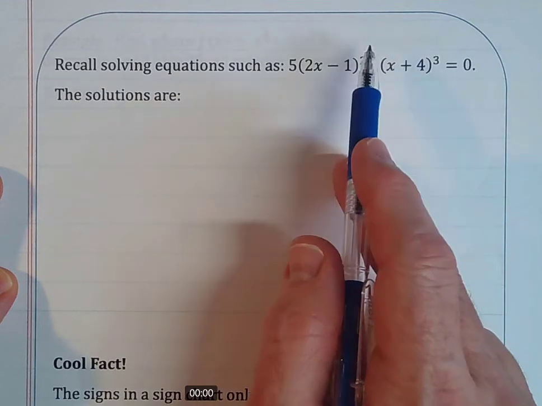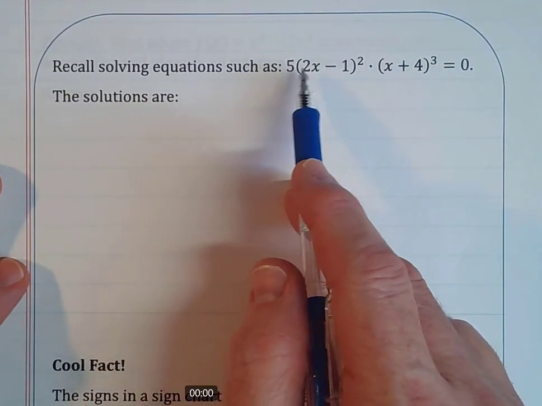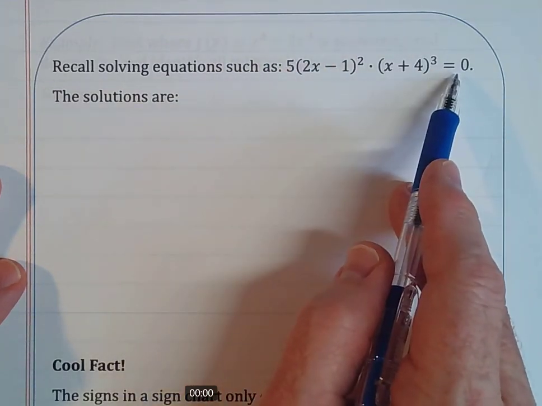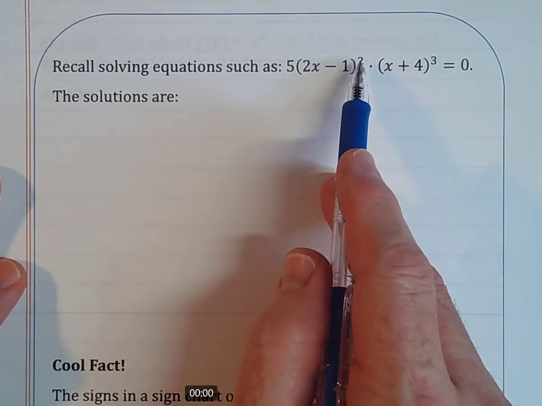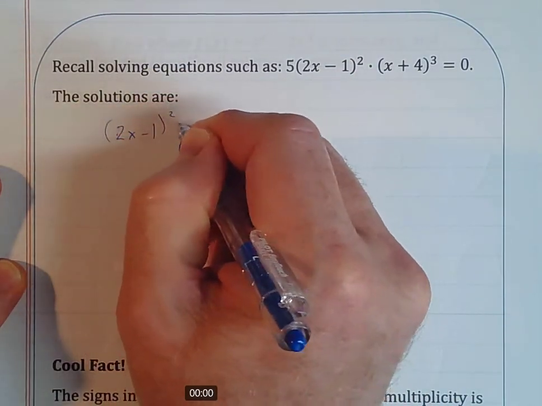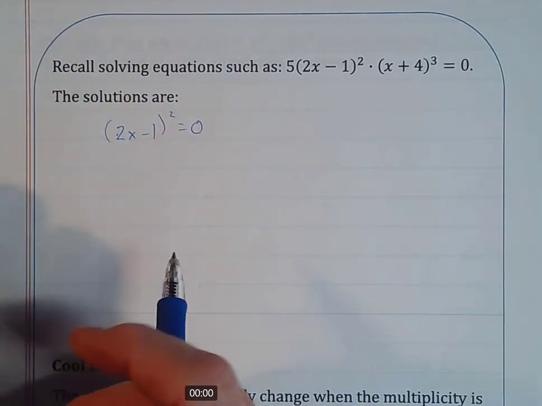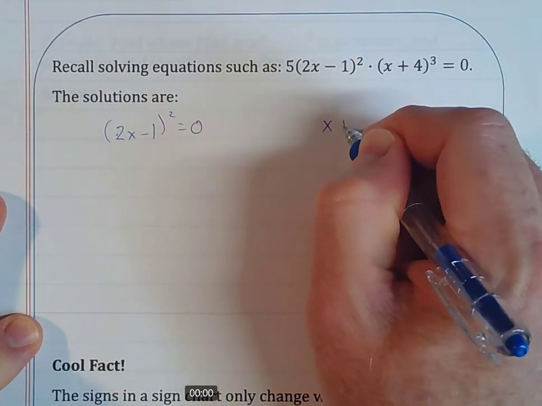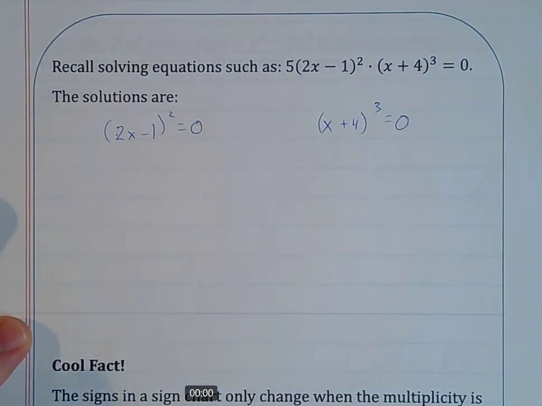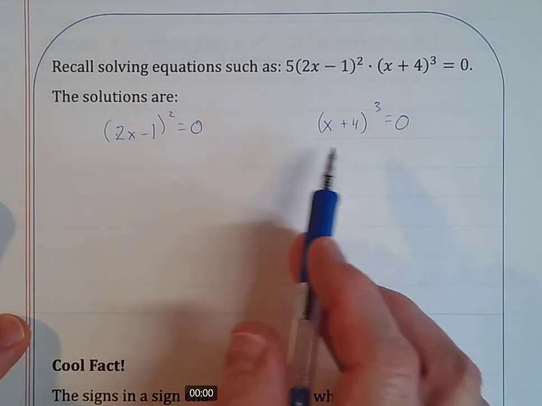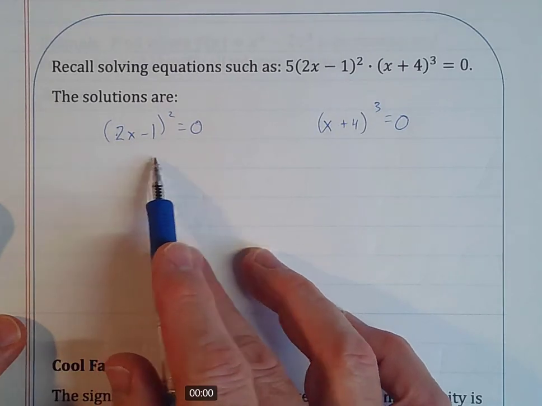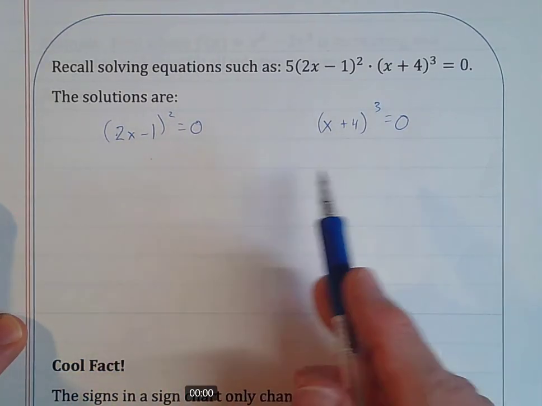If we're going to solve this type of equation, we would set everything equal to 0 here, so we would get 5 equal to 0, which doesn't lead to anything. Then 2x minus 1 squared equals 0, and x plus 4 cubed equals 0. I think you can look at this and get your solutions from there. 2x minus 1 equals 0 gives x equals 1/2, and over here I get negative 4. So that's not too tough to do.